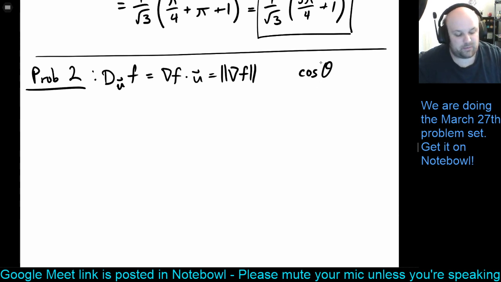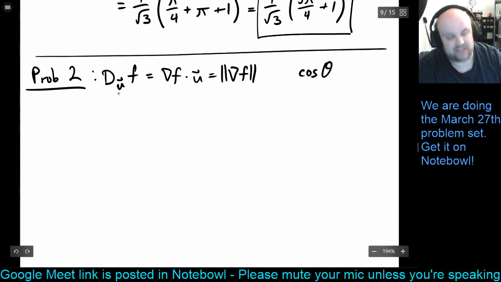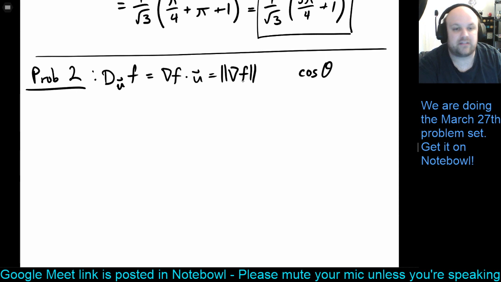And the key thing to remember is cosine, the biggest it ever gets is 1. And so when theta is 0, that's when cosine is 1. And that theta there is supposed to be the angle between these two vectors. So this directional derivative gets as large as possible when we differentiate in the direction of the gradient. And as it would turn out, the actual numerical value, when it's as large as possible, is just the magnitude of the gradient.